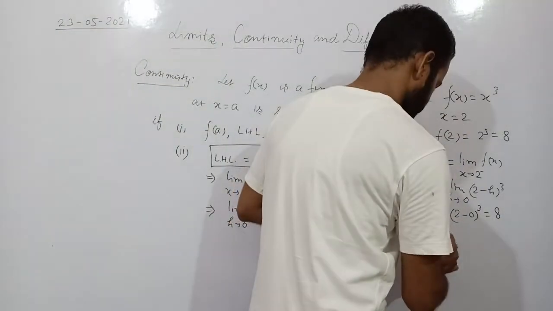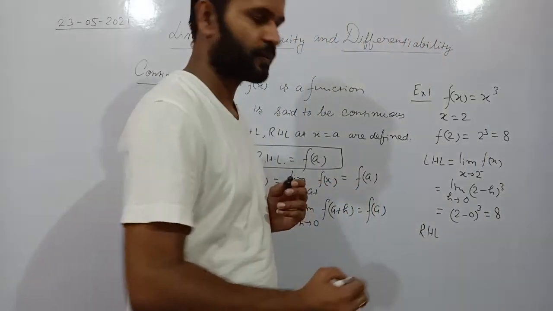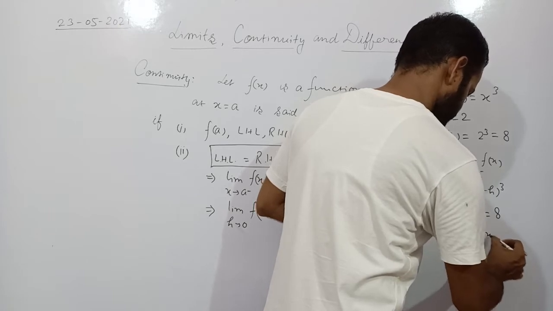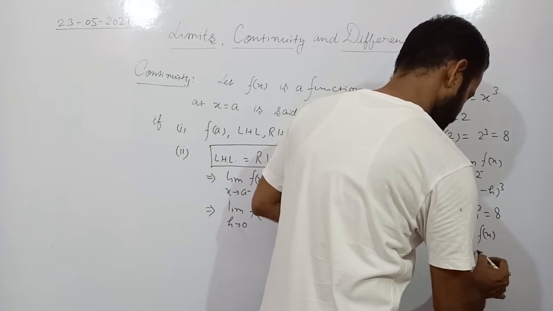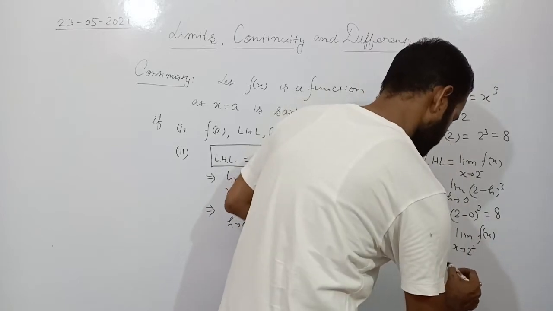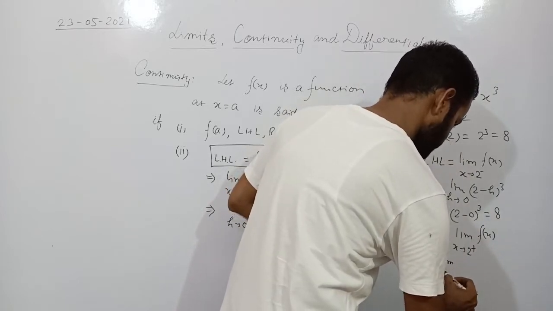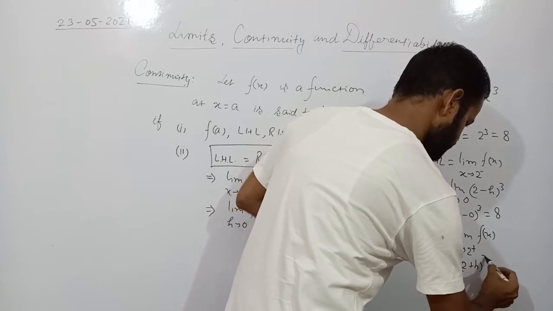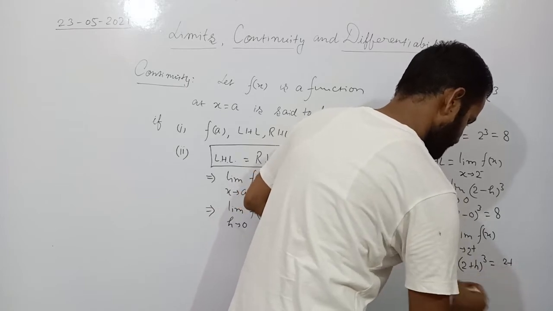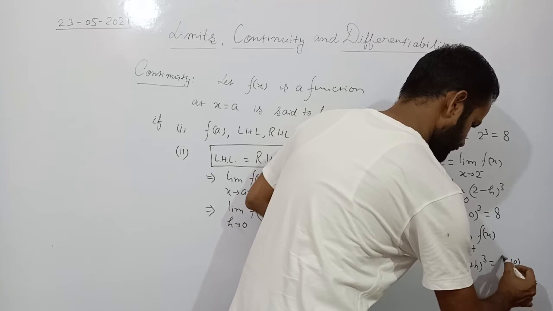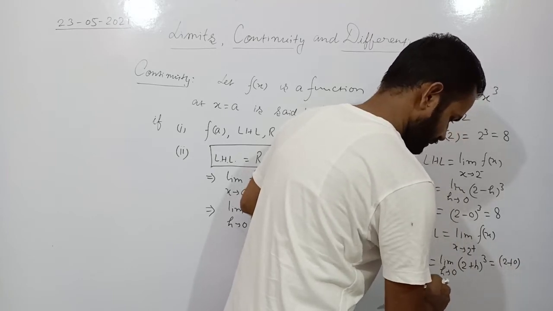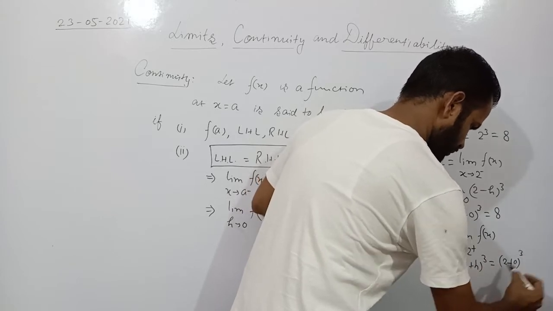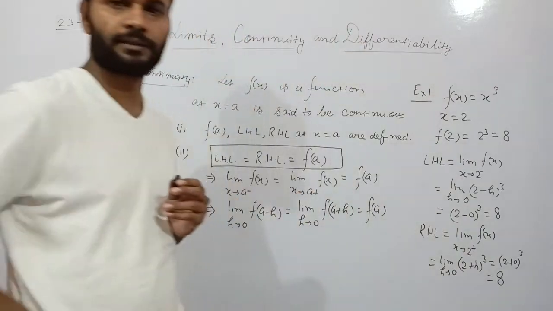Now let us calculate RHL. What will be RHL? Limit in the same way of f(x) at x equals 2 plus h, and h is tending to 0. H tending to 0 means you can put the value of h equals 0. So in place of h, put the value of h as 0, whole cube equals 8.